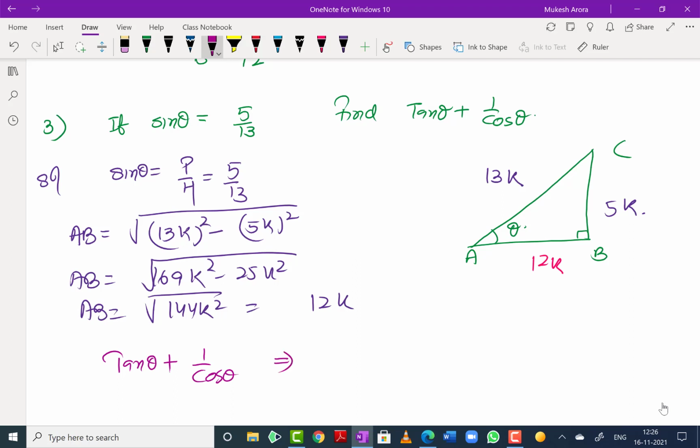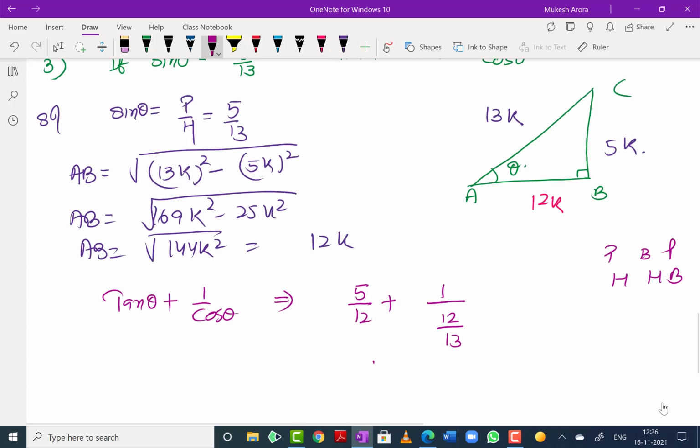Tangent is Pandit Badri Prasad Har Har Bole. What is tangent? Perpendicular upon base, 5 by 12. 1 by cos. Cos is base upon hypotenuse. So this is 5 by 12 plus 13 by 12. This is 18 by 12. This is 6, 3 by 2.